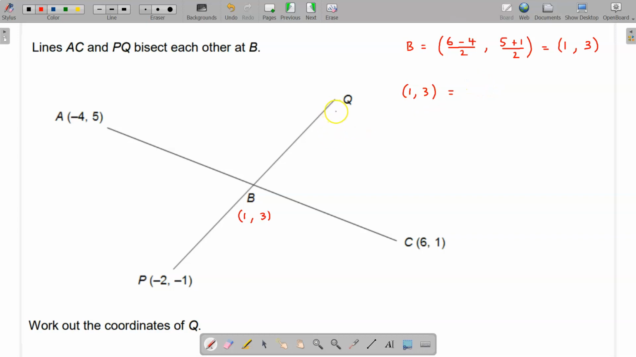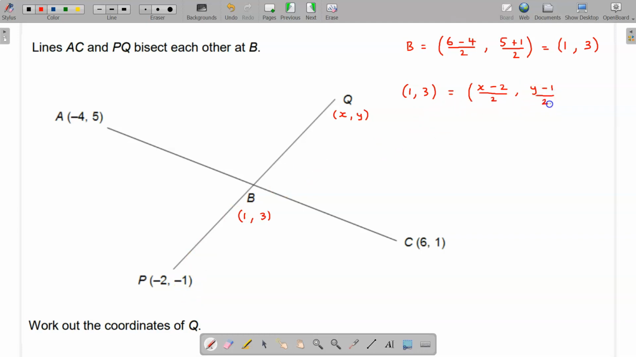So I'm going to call Q the point x, y. This is a sort of formal algebraic way of doing it, and therefore I can say that that must equal, well, it's going to be x minus 2 over 2. So I'm using x here and the -2 as the x coordinate of P, you see. And that's got y minus 1, or y plus -1, because that's the y coordinate of P, over 2.